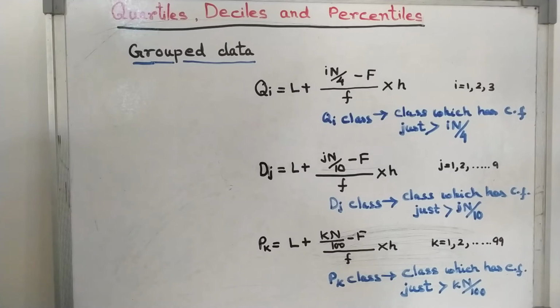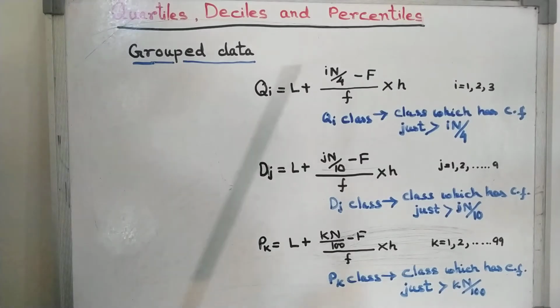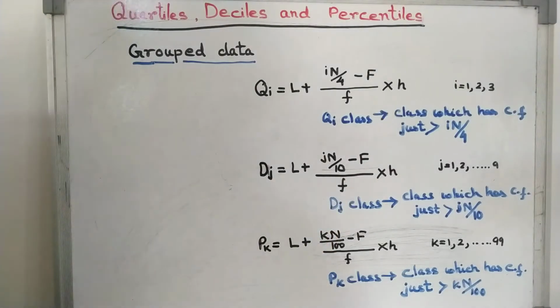Today's topic is quartile, decile and percentile for grouped data. When there are frequencies, how do we find the quartile, decile and percentile? Earlier we studied ungrouped data, that means when frequency is not there. Here frequency is there and also class interval is there. So let's see how to find quartile, decile and percentile.